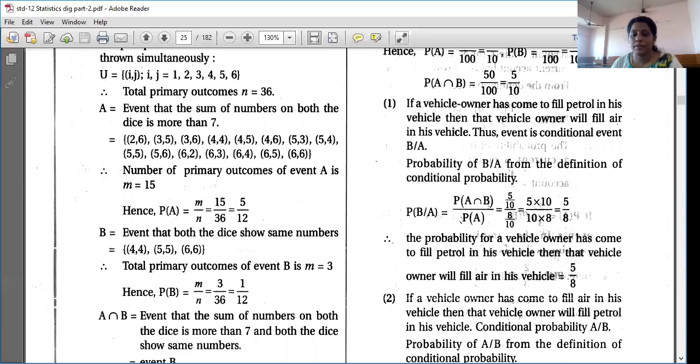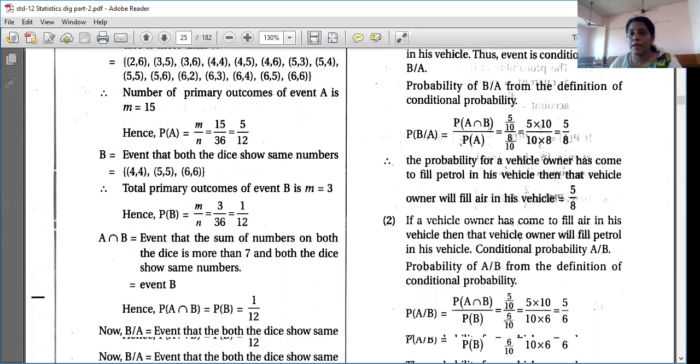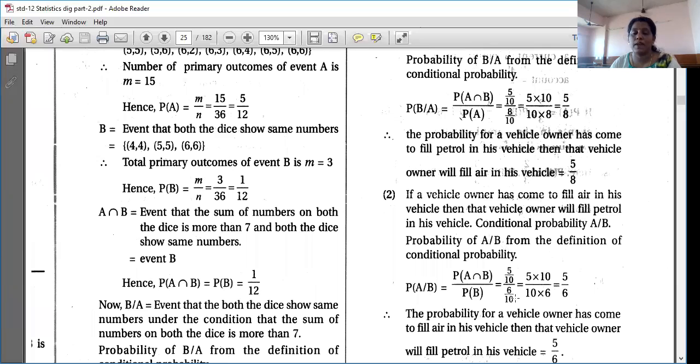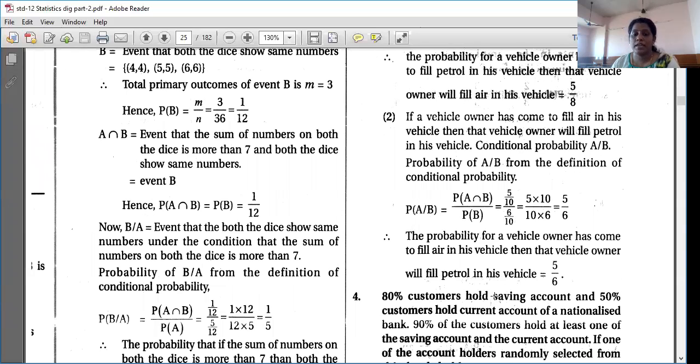Now the second thing, if a vehicle owner has come to fill air. What came after if? The condition event B came. So A by B. If a vehicle owner has come to fill air in his vehicle, then that vehicle owner will fill petrol in his vehicle. That is A by B. So P of A by B is equal to P of A intersection B upon P of B. Our A intersection B is 5 by 10 upon 6 by 10. That is 5 by 10 into 10 by 6. The 10s will be reduced and we get 5 by 6. So our answer for the second question is 5 by 6.